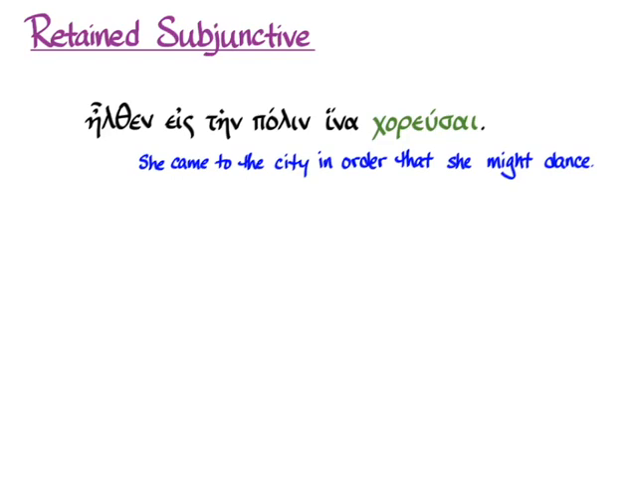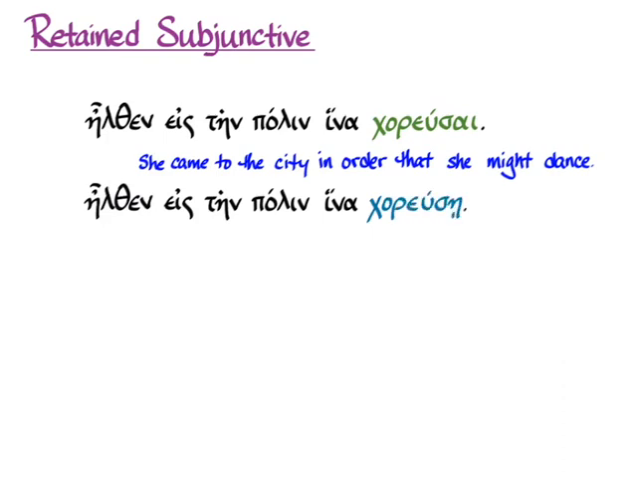But with the retained subjunctive, we can have the same sentence, the same purpose clause, Ēlthen eis tēn polin hina choreuēi. We can keep the subjunctive for a sense of vividness, is the way this gets explained by the grammarians. And the main thing that you need to know is not to be surprised by it when it happens. It's maybe a little bit more focused, a little bit more vivid, a little bit more in your face, but there's not really any way to reflect that in your translation.